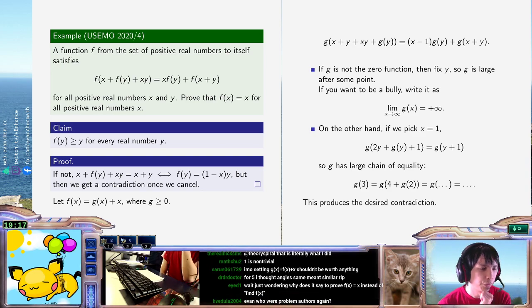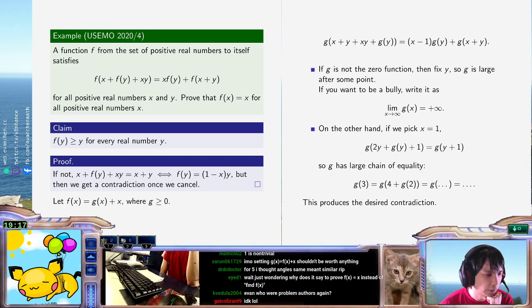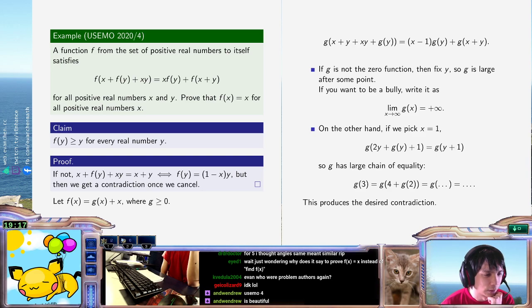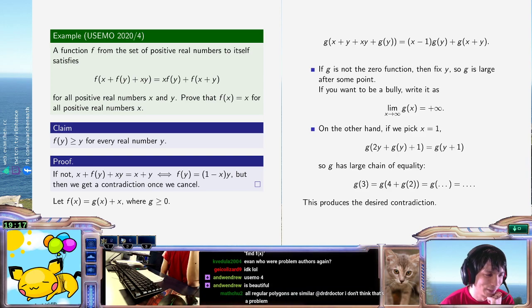Why did it say to prove f of x equals x instead of find f of x? Well, I was worried this problem was too hard, so I wanted to do whatever I could to make it slightly easier without damaging it. I don't think it does very much, but I think it's better than nothing.